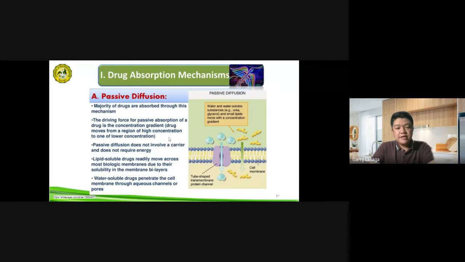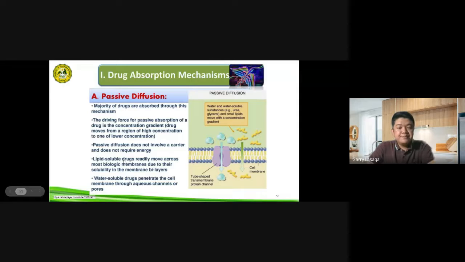So when we say carrier, this is a protein molecule that will serve as a channel to transport molecules from one compartment to the other. So since for passive diffusion, carriers are not present and the mechanism will also not involve the requirement for energy.